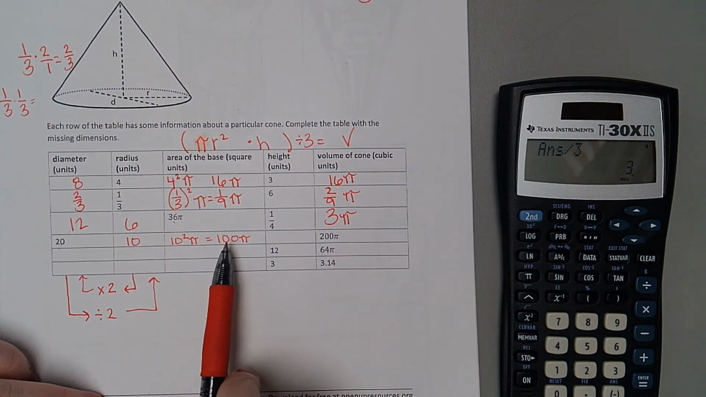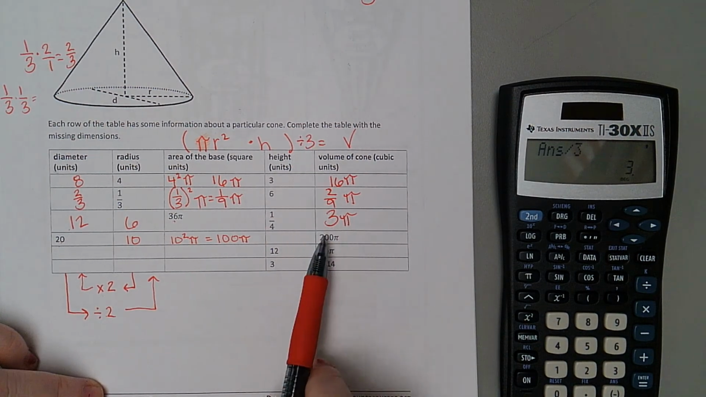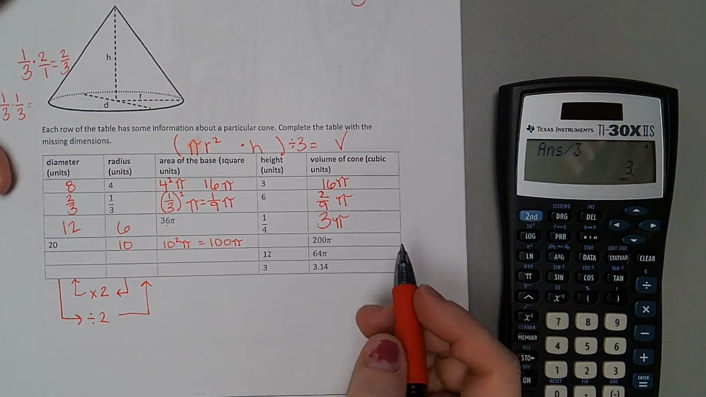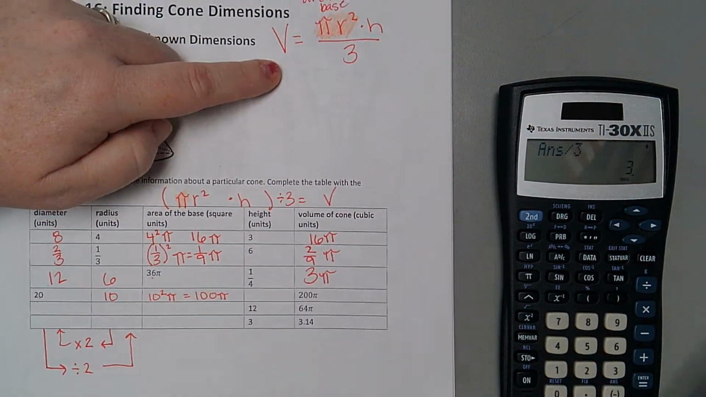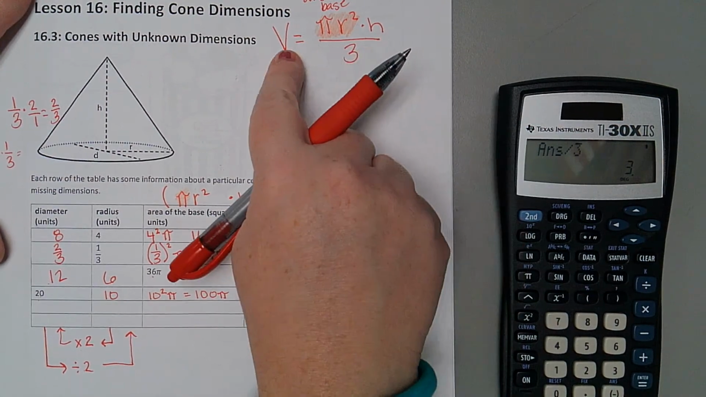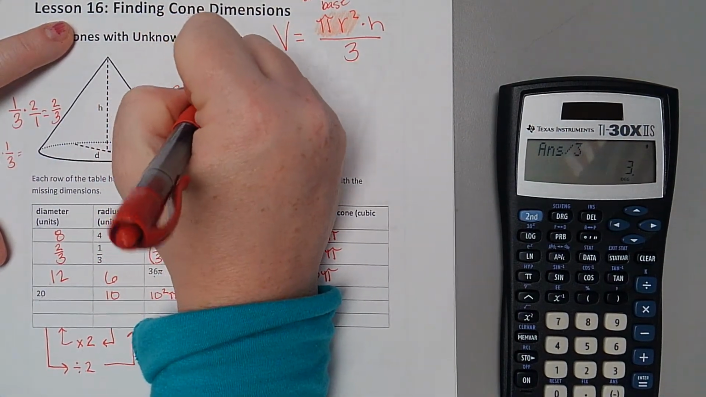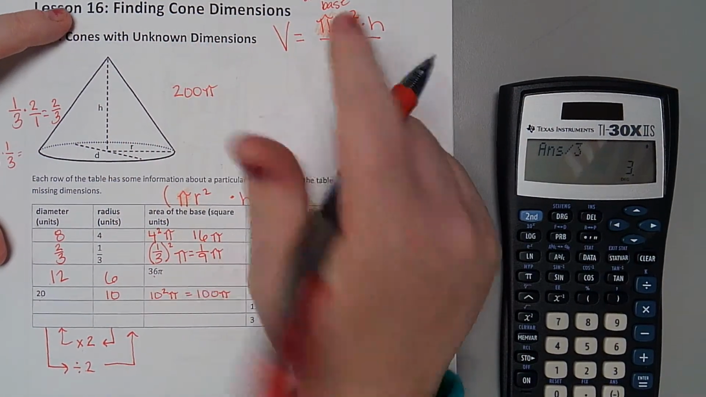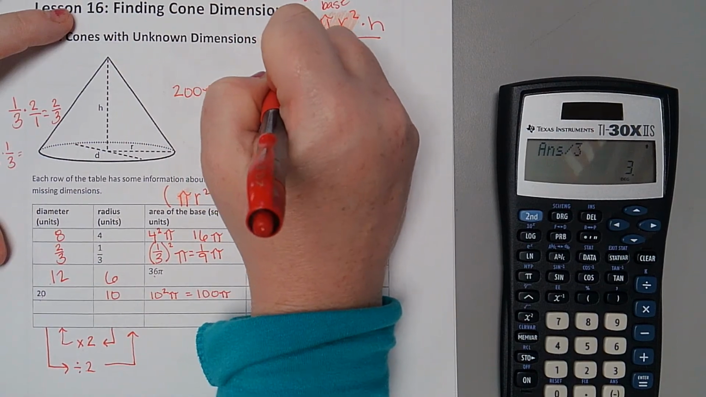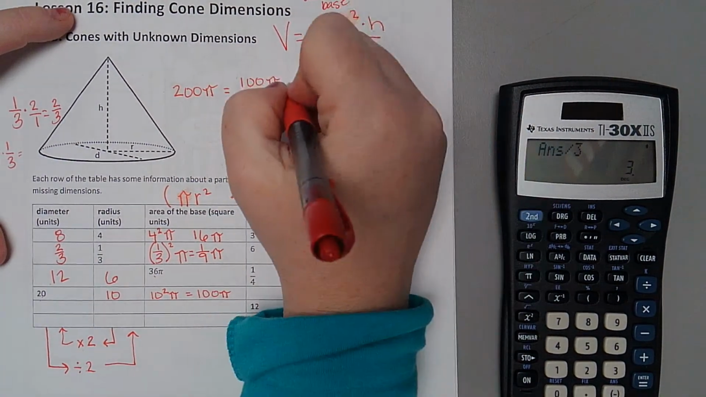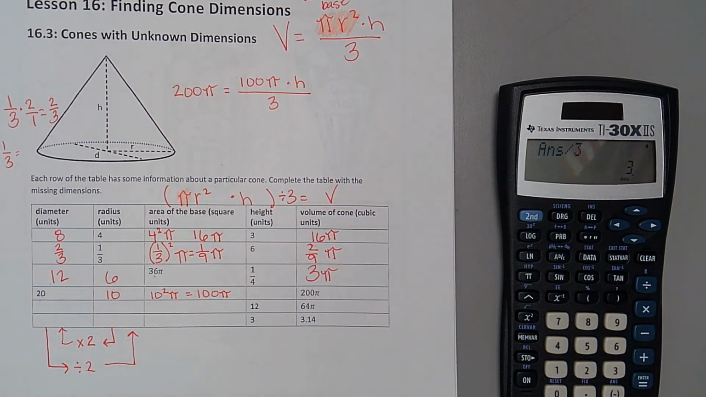Okay, now we have 100 pi times something divided by 3 is 200 pi. We're going to write this one out, and I'm going to write it up here. So when you know what the volume is, here's my equation. I'm going to plug volume in. I know volume is 200 pi. I know the area of my base is 100 pi. I don't know my height. All this is divided by 3.